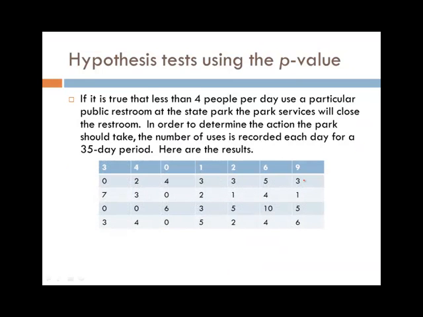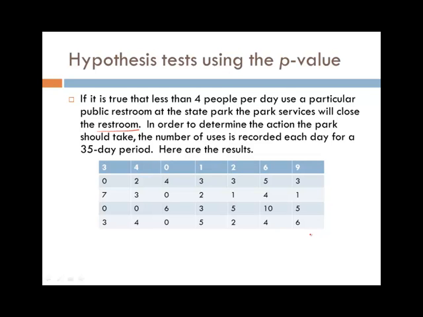Now this is an interesting one. If it is true that less than 4 people per day use a particular public restroom at the state park, the park service will close the restroom. And I've had this happen before. I play tennis a lot, and sometimes the public restroom, even during the spring or early summer, is closed because not enough people use it.